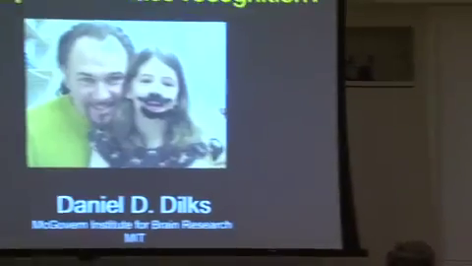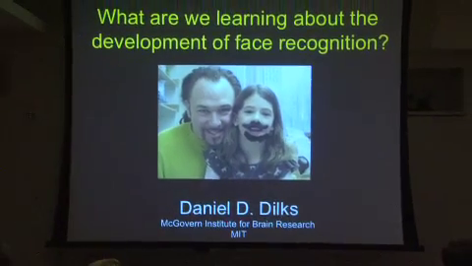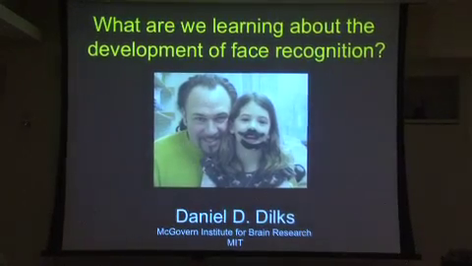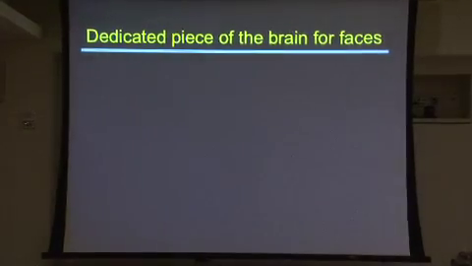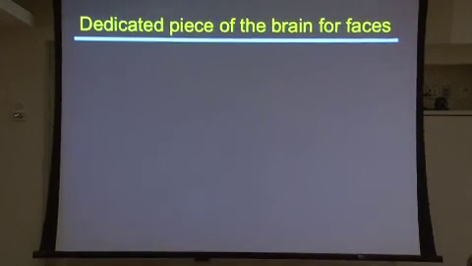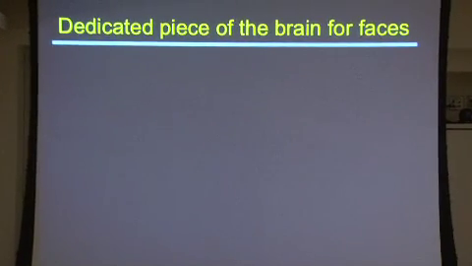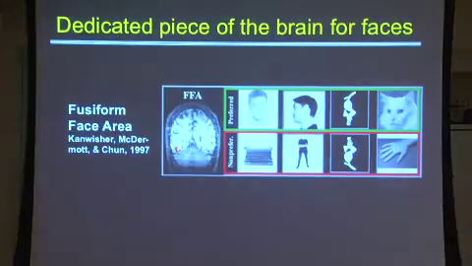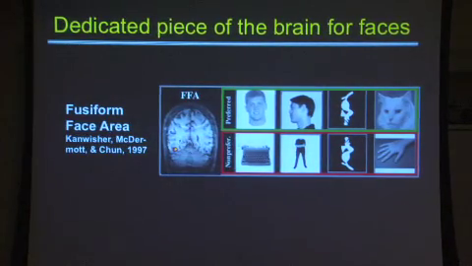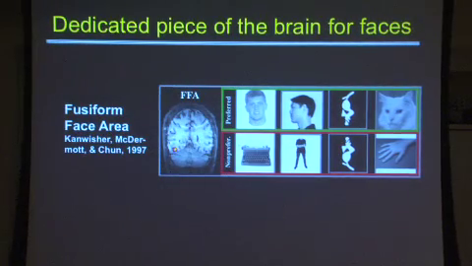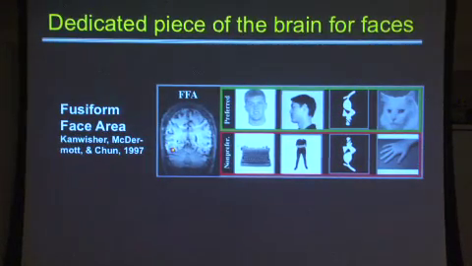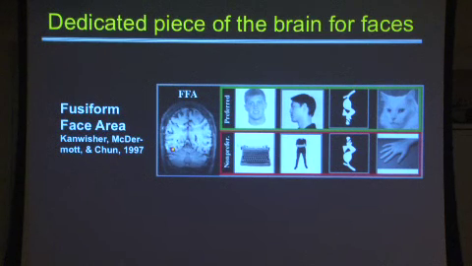One of the things I am interested in is face recognition, and in particular, the development of face recognition. As Nancy has nicely shown us, in the adult, there is clearly a dedicated piece of the brain responsible for face recognition. She called this in 1997 the fusiform face area, the FFA. It is a piece of cortex that preferentially responds to many different sorts of faces and not as strongly to non-preferred categories like objects and bodies and so on.